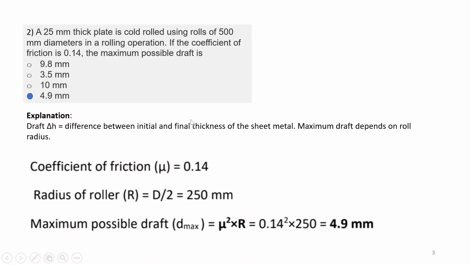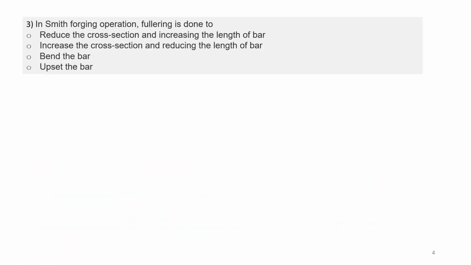In case of cold rolling, for mu squared R, you have to calculate R using the diameter that is given. It will be half of 500, so it will be 250 mm. So the square of 0.14 multiplied by 250 will be 4.9 mm. So from 25 mm, after this reduction, you will get the final thickness. This is the amount of delta h.